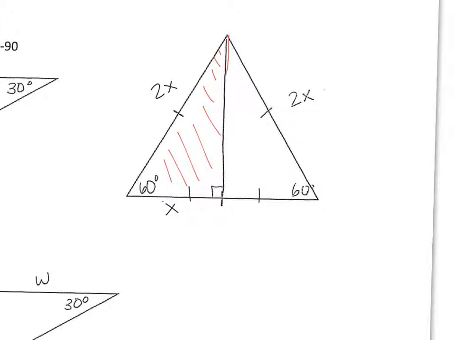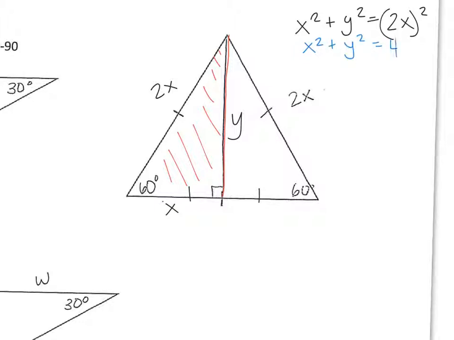So in order to find the long side of the triangle, you do the Pythagorean theorem. So it's x squared plus, we'll call this y squared equals (2x) squared. That's going to turn into x squared plus y squared equals 4x squared. Y squared equals 3x squared. Take the square root. Y equals root 3 x, or x root 3. I'm going to write x root 3.